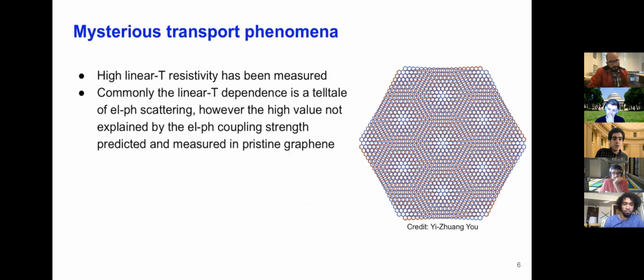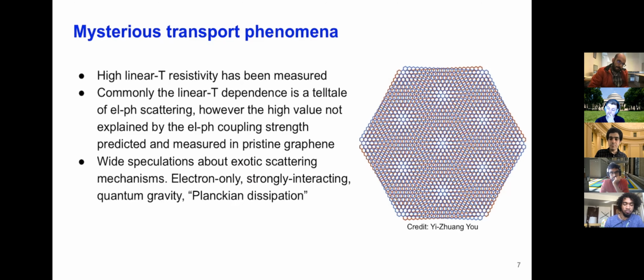Moreover, high linear in temperature resistivity has already been observed for this material. This usually hints to electron-phonon scattering, but the problem is that the observed values are higher than expected.